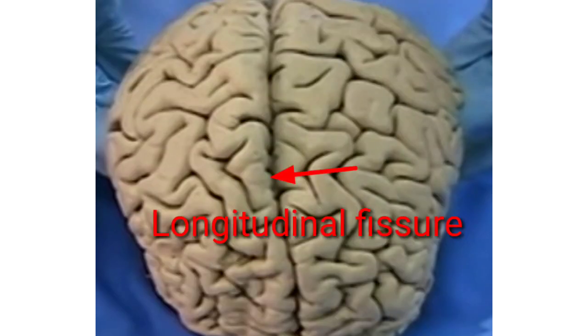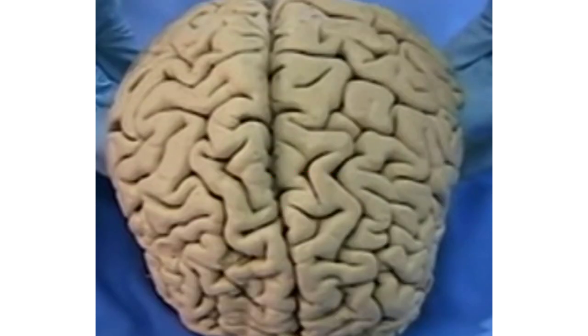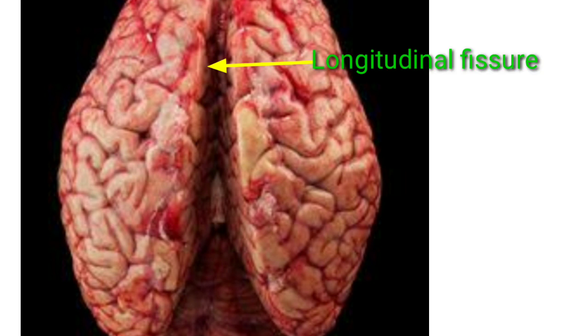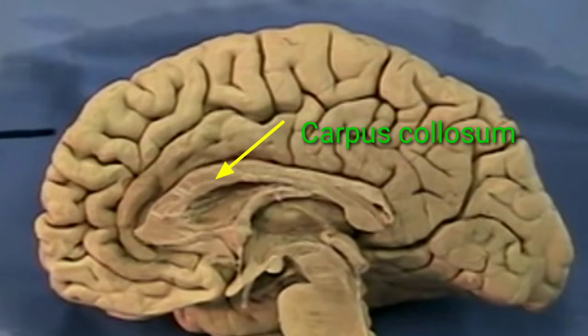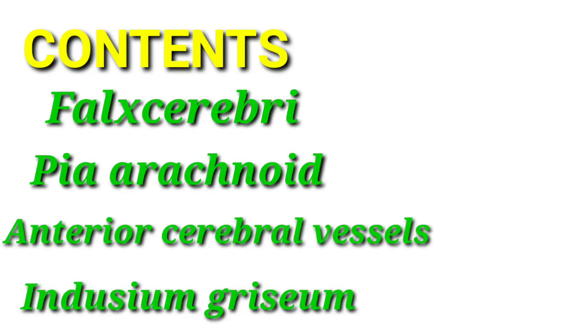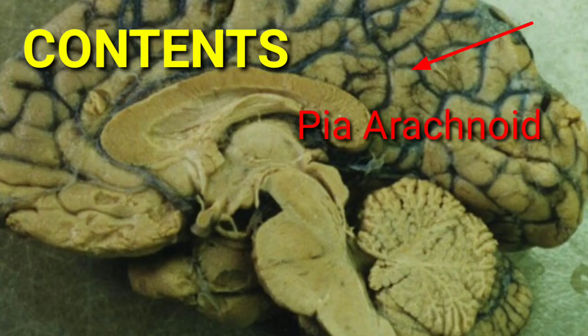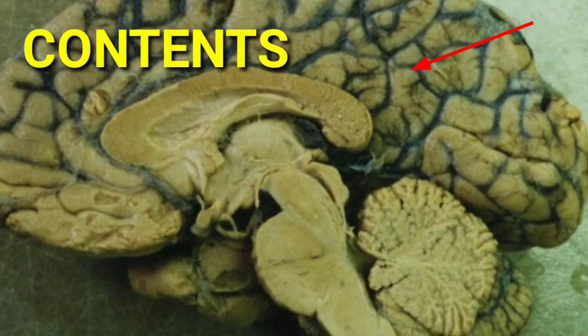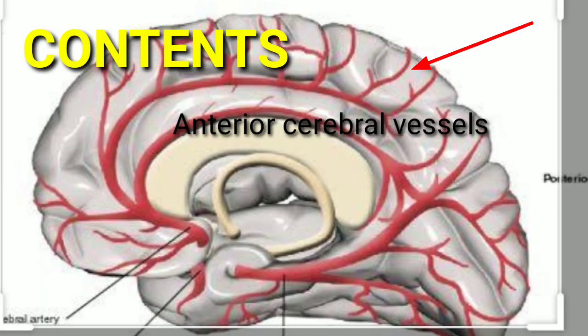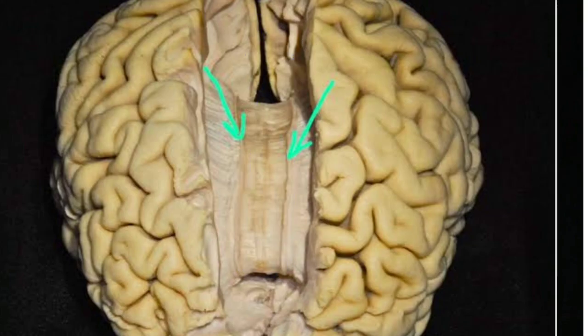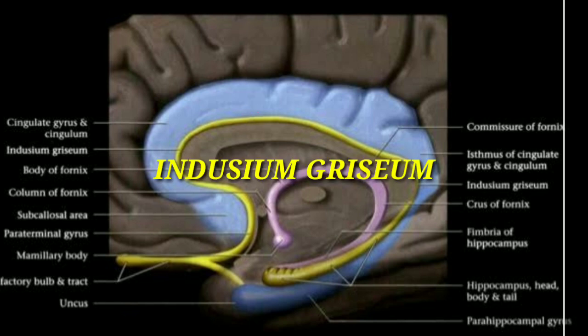The longitudinal fissure of the cerebrum intervenes between the medial surfaces of the right and left hemispheres. At the bottom of the fissure, there is the corpus callosum, which is a connecting bond between the hemispheres. The contents of the longitudinal fissure are falx cerebri, arachnoid mater, pia mater covering the medial surfaces of the hemisphere, anterior cerebral vessels, and indusium griseum on the superior surface of the corpus callosum.